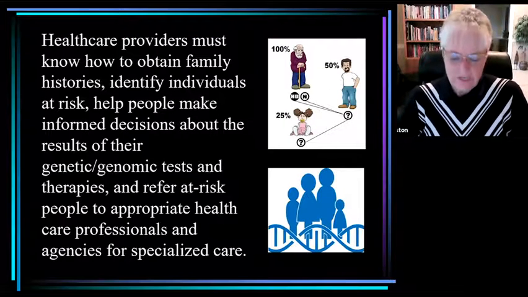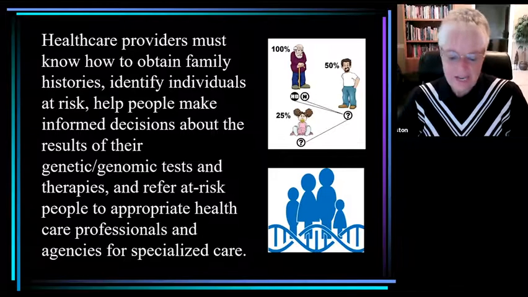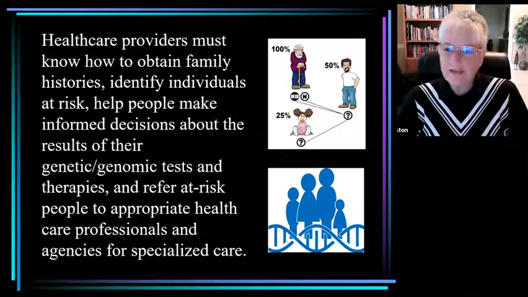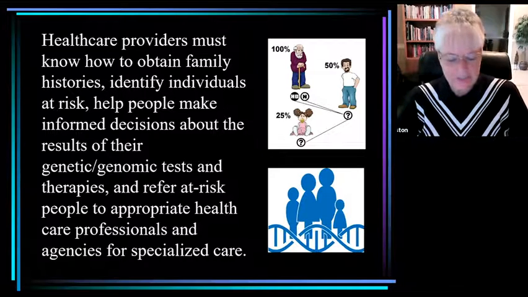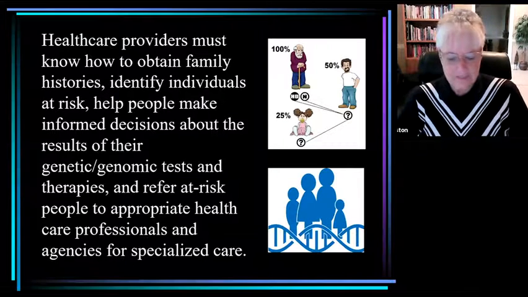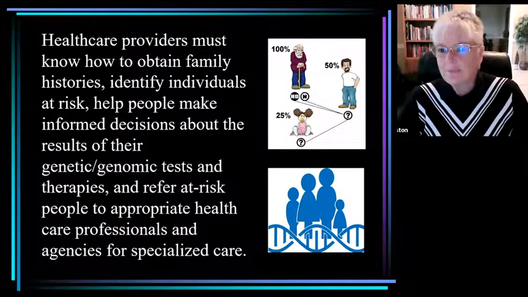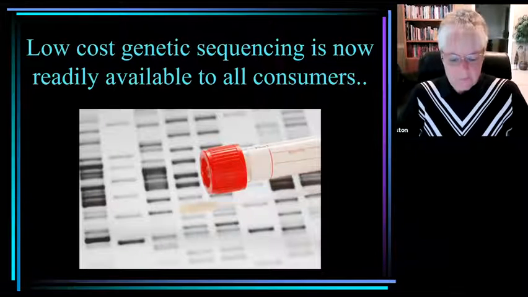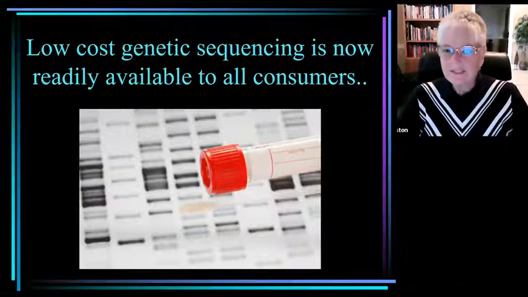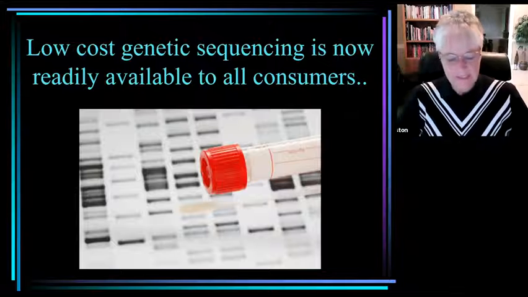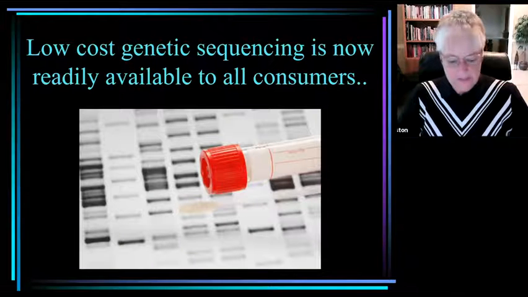How many of you feel like you could go back and obtain a genetic family history or identify individuals who are at risk of developing some kind of genomic influenced condition or a drug reaction, or help people make really informed decisions about their genomic tests and therapies, or even how to refer somebody to an expert in this area? Because the reality is that people are increasingly gaining access to information about their genome and their personal genetic sequencing. And they're asking nurses for help in terms of what they should do or who they should see with that.